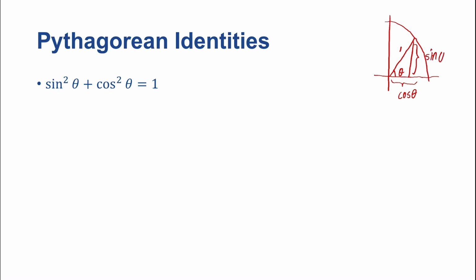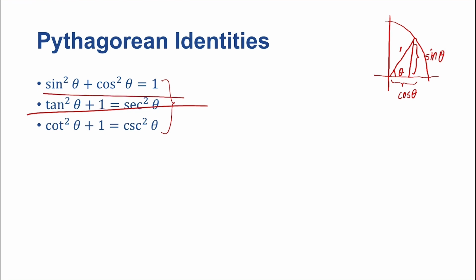Okay, now these are a little bit harder to prove geometrically, but you get the tangent squared of theta plus 1 equals the secant squared of theta, and you also get the cotangent squared of theta plus 1 equals the cosecant squared of theta. Okay, so those are the Pythagorean identities. I would hope that you remember these for the next video. We are going to be concerning ourselves with these two mostly.